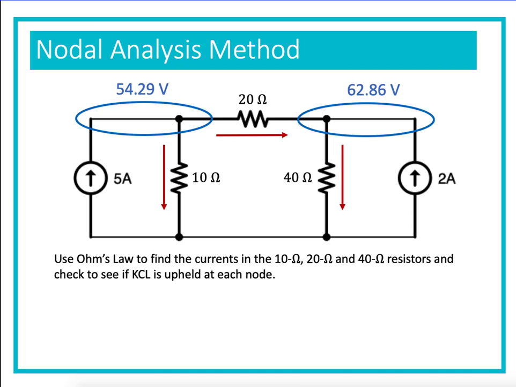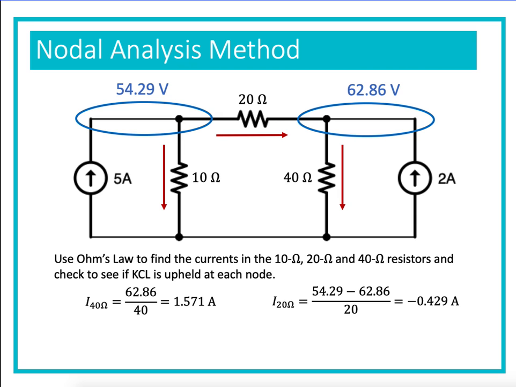So we're going to look at the second node now, and we can get the current through the 40 ohm resistor by taking 62.86 and dividing by 40. We get 1.571 amps. Then again, we use the same current through the 20 ohm resistor. We already calculated that. And now, the way we've got it set up, the current through the 20 ohm resistor is coming into the node. The current through the 40 ohm resistor is going out.